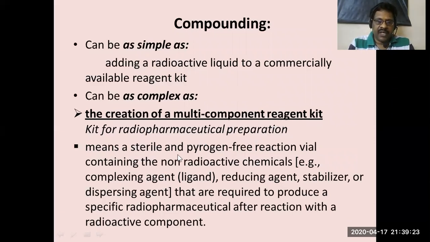For example, a sterile and pyrogen-free reaction vial containing the non-radioactive chemicals, containing complexing agents, reducing agents, stabilizers, dispersing agents. Whatever pharmaceutical aids are required to make an injectable formulation, everything will be present in the sterile solution form. And with that, we will add in a proper proportion this radioactive component, to produce a specific radiopharmaceutical after reaction with the radioactive component. So like this we make it.